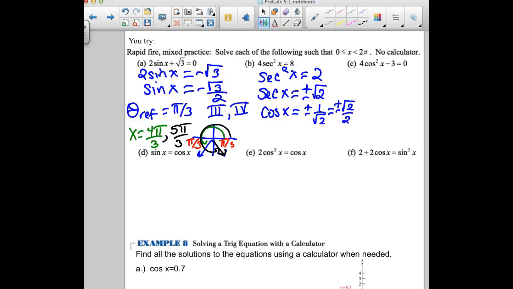So where on the unit circle do we have cosines of root 2 over 2 or negative root 2 over 2? And that is all of our pi over 4s, or our 45-degree angle ones. So our x could be pi over 4. We could be in quadrant 2, where we have 3 pi over 4. We could be in quadrant 3, where we have 5 pi over 4. Or we could be in quadrant 4, where we have 7 pi over 4. All of those would be solutions to that equation.